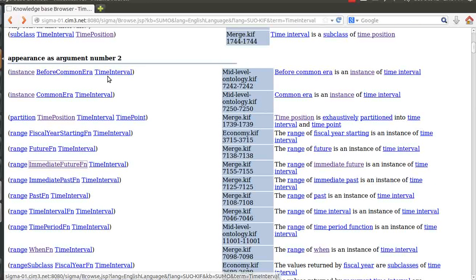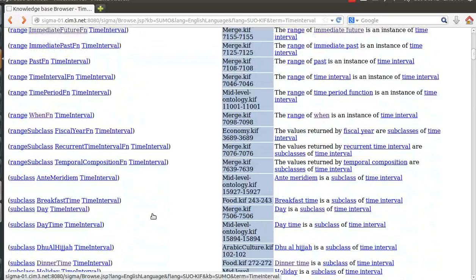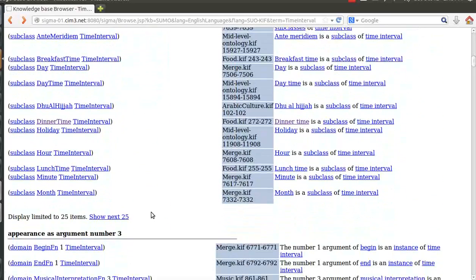We talked about time intervals and time position. We can also have the whole period of the past, the whole period of the future, from a certain point in time leading out to infinity. We can talk about a time interval function, a time period function. A whole bunch of different representational possibilities.